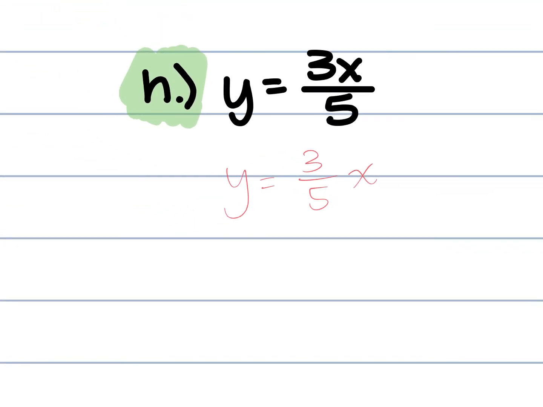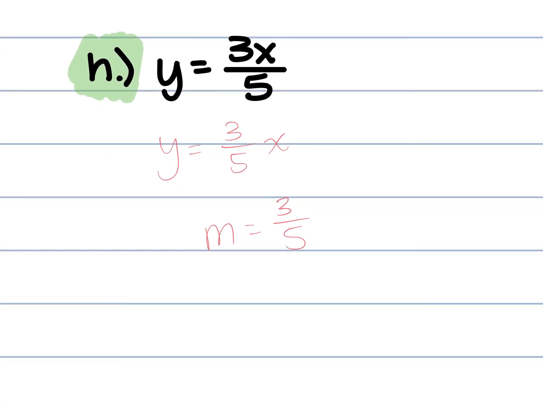So my m value is what? 3 over 5, no x. M should never include x. What's my b value? 0. It's not 1. It's 0. If you can't see it, what is it? 0, okay? B equals 0.